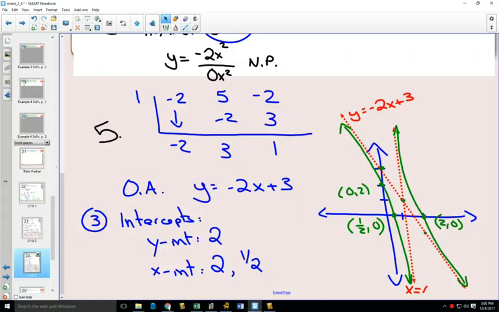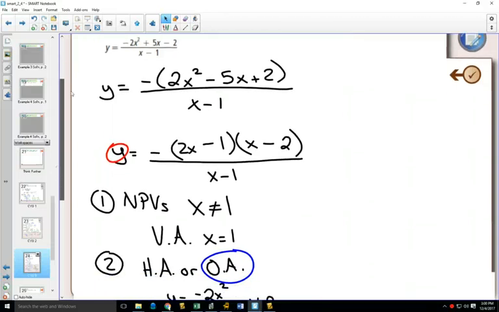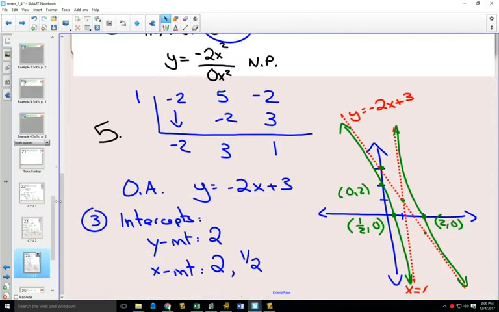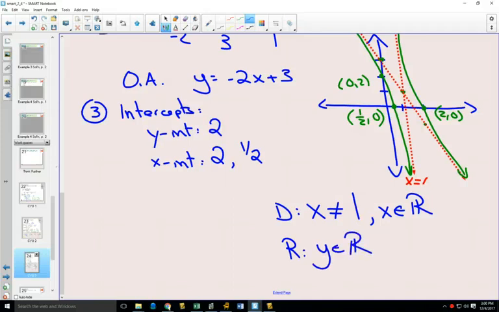Question number 5 for practice. Oh, does it ask for domain? Domain and range. So the domain of this one, the x values, it's everything except x can't equal 1. But x could be everything else. And your range, there is no smallest y value. There's no biggest y value. The range is everything.